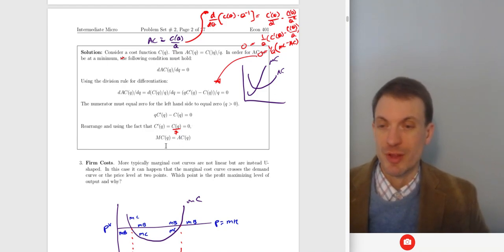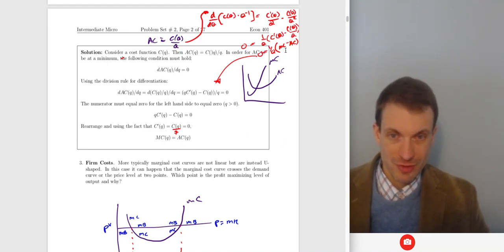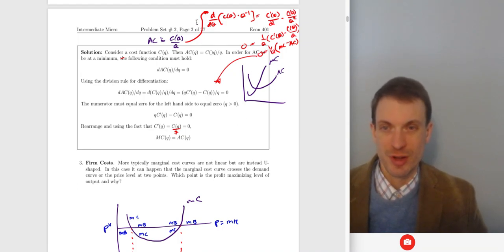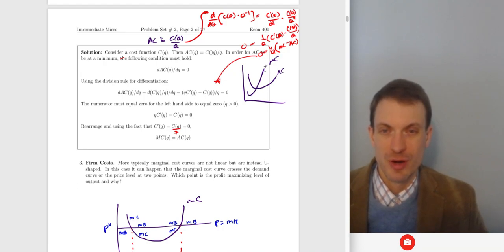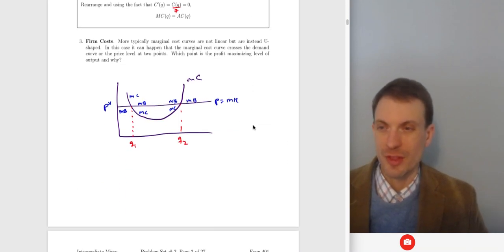So anyway, our condition for minimizing average cost is marginal cost is equal to average cost. That's what this is saying, because this is equal to 0 by virtue of this being our first order condition, right? First derivative set equal to 0 is the first order condition for a maximum or a minimum. That's what we did here. And that's telling us that we found this point right here, the minimum of average cost. And that is where marginal cost equals average cost. That's what this is saying. All right, I think that's cool.